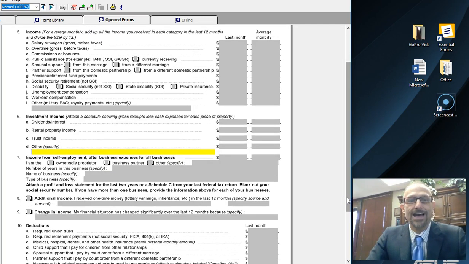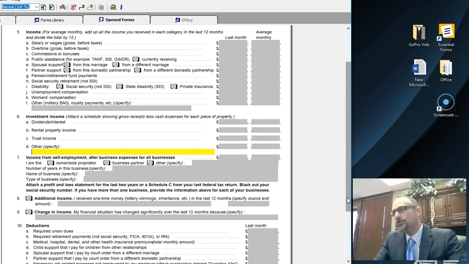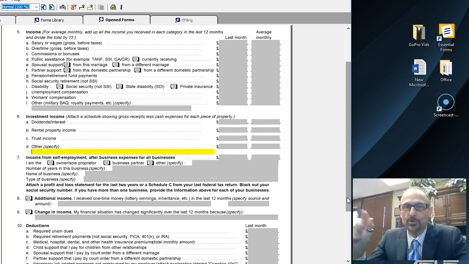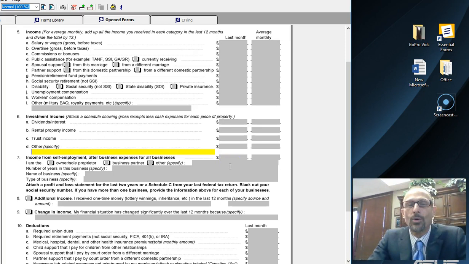All right. Number 7, income from self-employment. So if you're self-employed, you're not going to put your income in the boxes above unless there's something else that applies, like, for example, a pension or retirement income. But you're going to put self-employment income under 7. All right? So income from self-employment after business expenses for all businesses. So you might own 2 or 3 businesses. You've got to add it all up. What does after business expenses for all businesses mean?